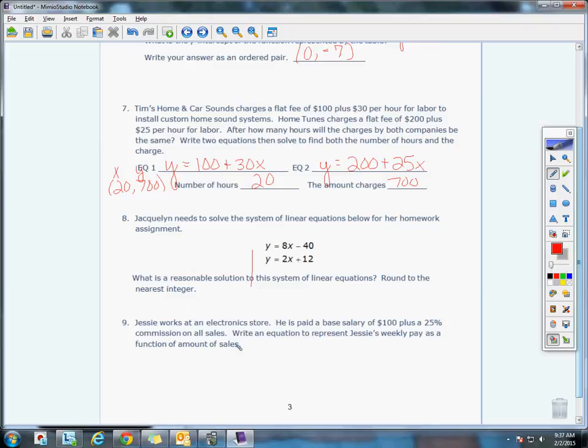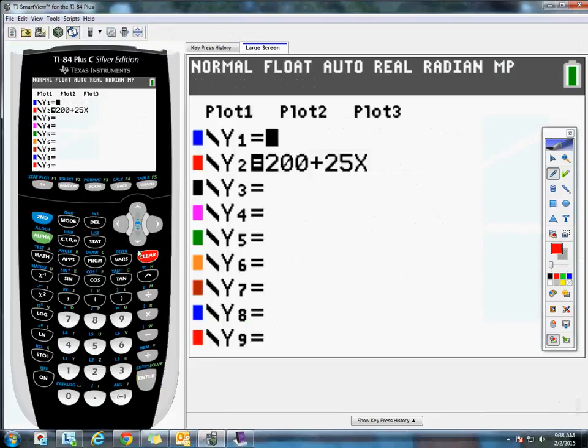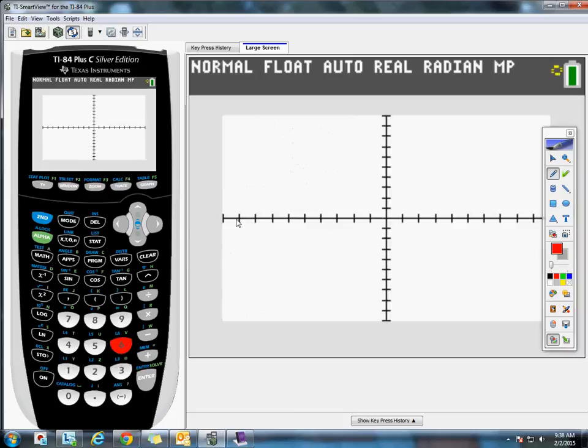So I'm going to plug those into my y equals. This one's nice because it's already in slope-intercept form. So I'm going to plug in my y equals. The first one was 8x minus 40. And the second one was 2x plus 12. Okay, my calculator is already zoomed out, so I'm just going to hit zoom 6. That just brings it back to your normal standard window that you always see.